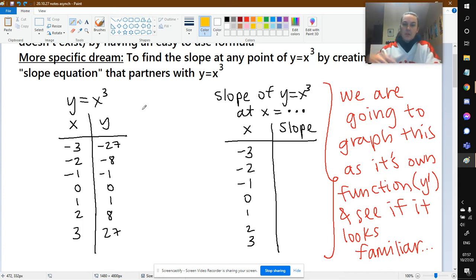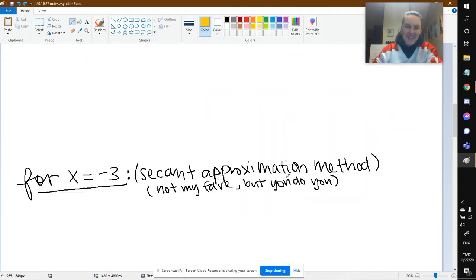We've got two methods for that, and I'm going to do two examples. We've got the secant approximation method, where we pick a nearby point, like negative 3.0001 or something. Then we use our slope equation from algebra 1 to find the slope of that secant line. And then we say, this is really close to an integer. It's probably just 8 or whatever it is.